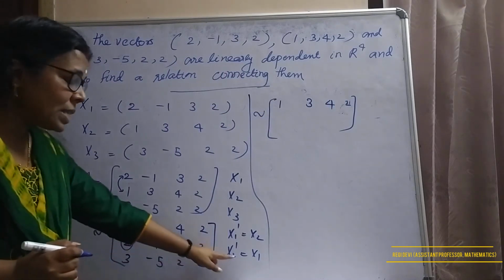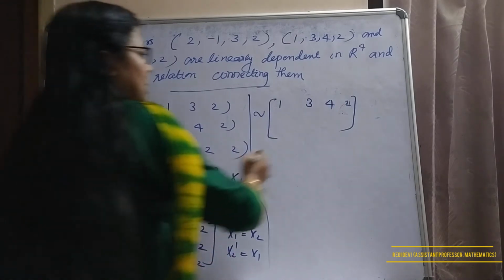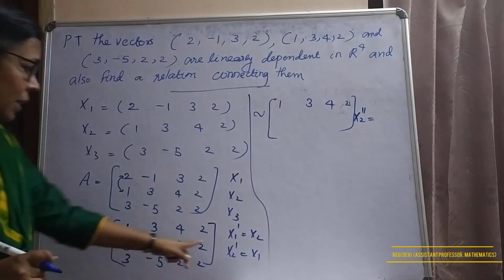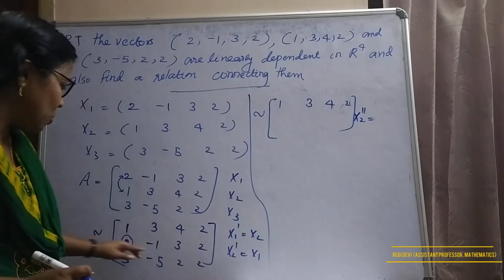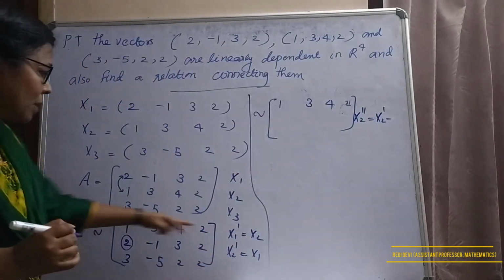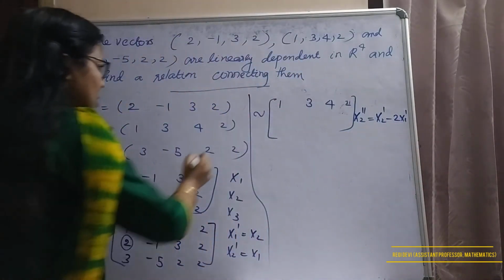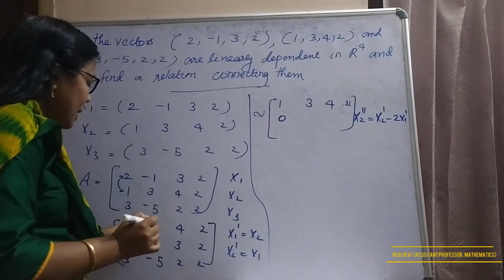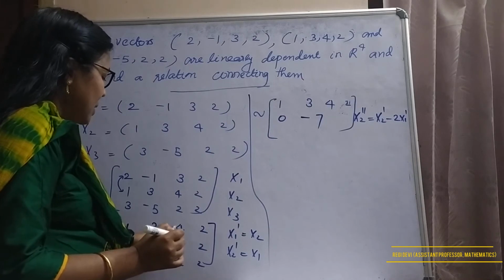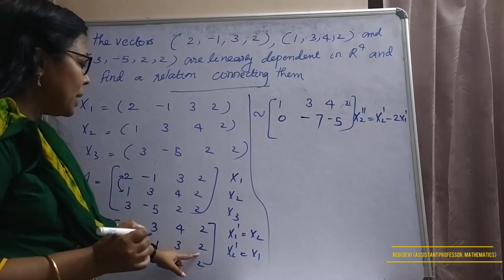Here the second row x2 dash changes to x2 double dash equal to x2 dash minus 2 times x1 dash, that is 0, minus 1, minus 6, minus 7, then 3 minus 8, which is minus 5, then 2 minus 4, which is minus 2.